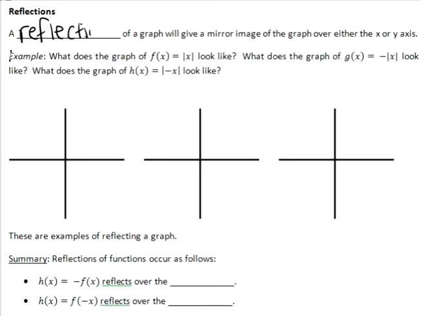A reflection of a graph will give a mirror image of the graph over either the x or the y-axis. For our example, we're going to be taking a look at the graph of absolute value of x. In section 1.6, you should have seen that the absolute value of x looks something like this, or a V that continues on forever in either direction.